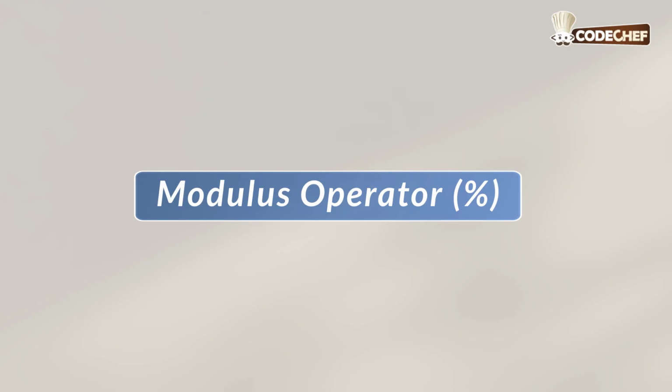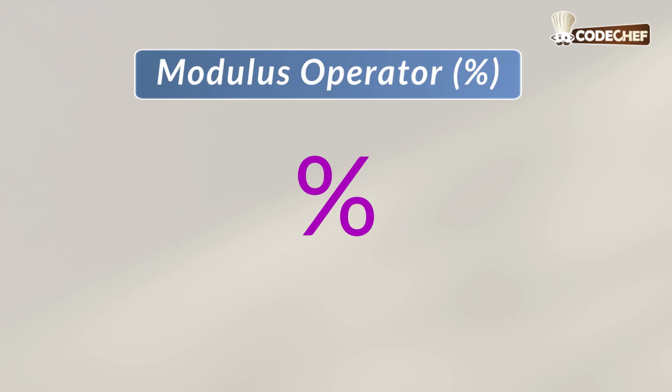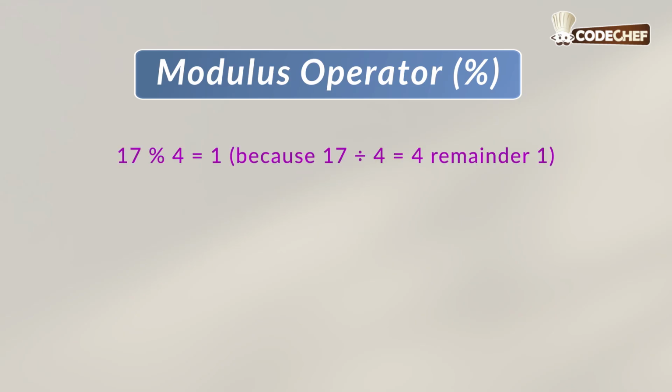A modulus operator is represented by the percent sign, and not to be confused with the %d or %f we use in printf, those are different. The modulus operator gives you the remainder when you divide one number by another. For example, 17 % 4 is equal to 1 because 17 divided by 4 is equal to 4, remainder 1.